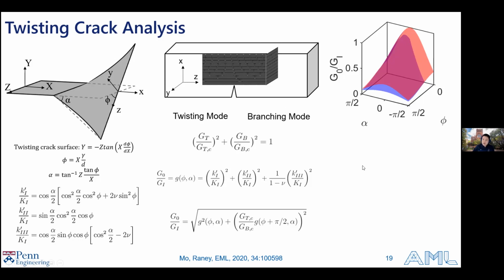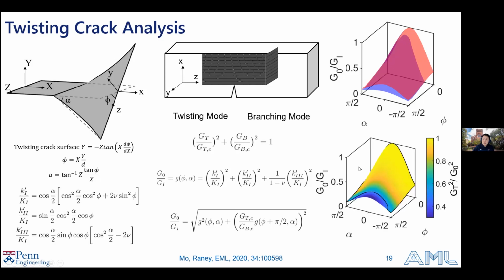And with this particular model, we can also plot the contribution coming from the twisting as a function of G naught. You can see that initially, when the crack is very close to the crack tip, most of the contribution comes from the twisting mode. And as it moves forward, more and more will come from the branching mode, to a point where most of the energy and most of the contribution will come from the branching mode.